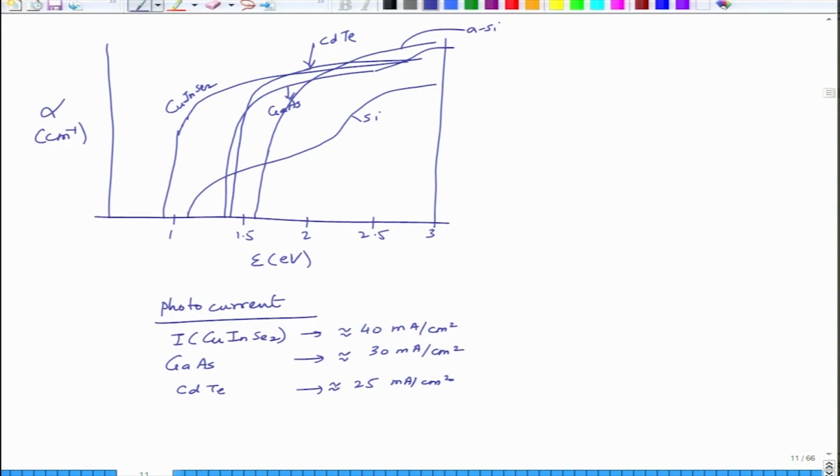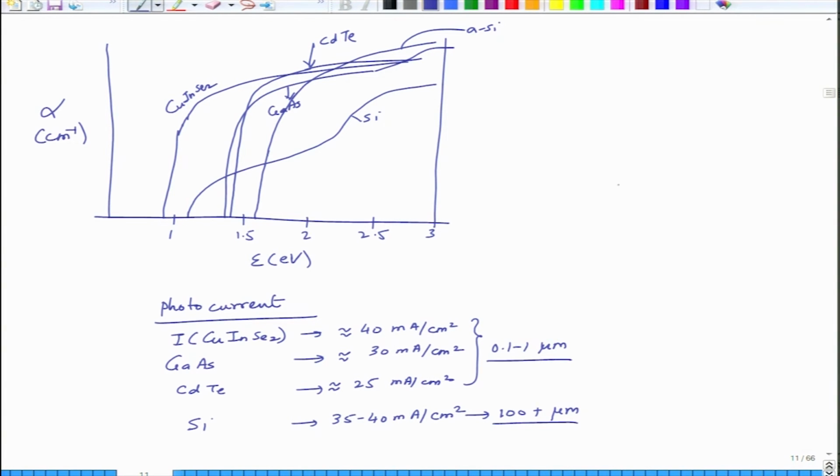Very high currents can be obtained in the case of these materials, and these currents are obtained at a thickness of nearly 0.1 to 1 micron, whereas in the case of silicon you can reach a saturation current of about 35 to 40 milliamps per centimeter square at a thickness of nearly 100 plus microns. So you can see that the amount of material used is 100 times higher, and this is a major deterrent and also a major motivation to make a thin film silicon solar cell.